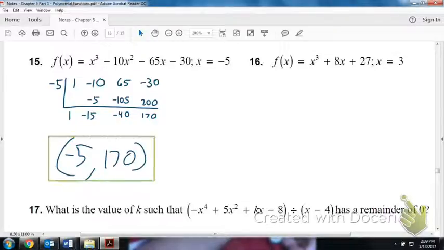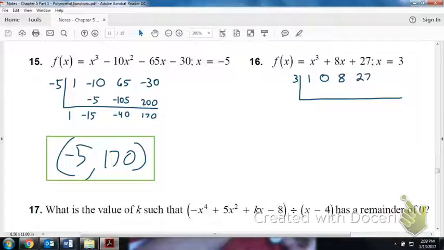All right. Number 16, same idea. When x is 3, for x cubed, it's a 1. For x squared, it's a 0. If you didn't put your 0 in there, go back and fix it before you follow the rest of this. For a single x, it's an 8. And for the units, it's a 27.